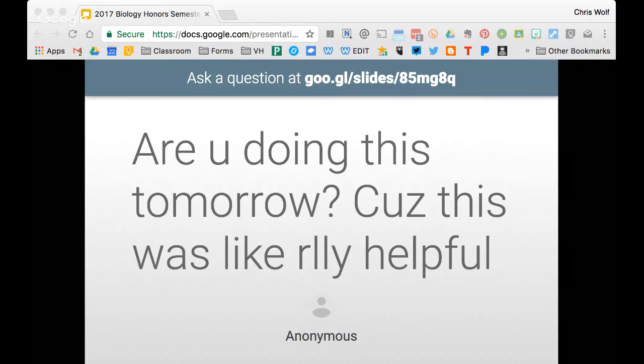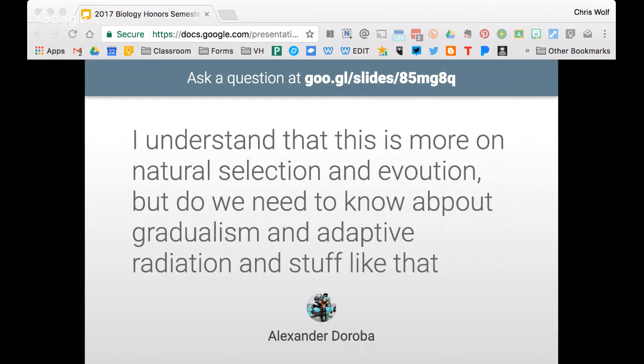I understand that this is more on natural selection and evolution, but do we need to know about gradualism and adaptive radiation, stuff like that? No. Nope, you don't need to know about that.